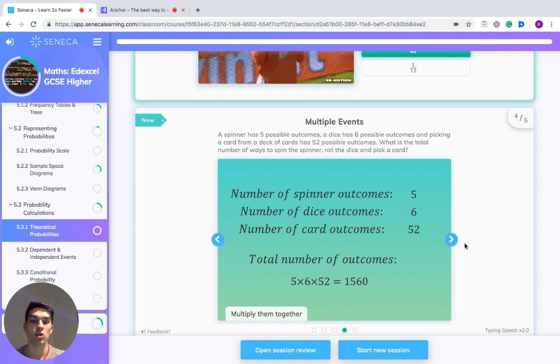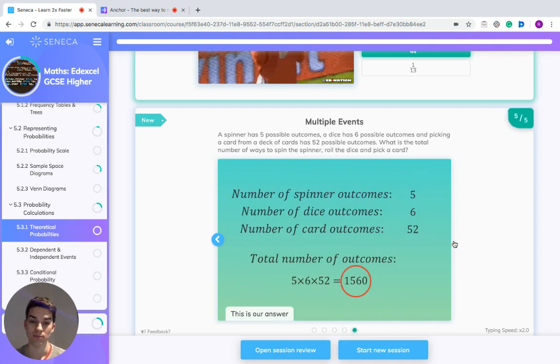And what we do to work out the total number of ways that those 3 things can happen is we multiply them together. So 5 times 6 times 52, which will give us 1,560 different possible outcomes from spinning the spinner, rolling the dice, and picking a card. So if we want to then work out the probability of something happening, say we want a particular number on the spinner, a particular number on the dice, and a particular card coming out, then we could work out how many different ways that is possible to happen, and we could divide it by the total number of ways, which is 1,560.